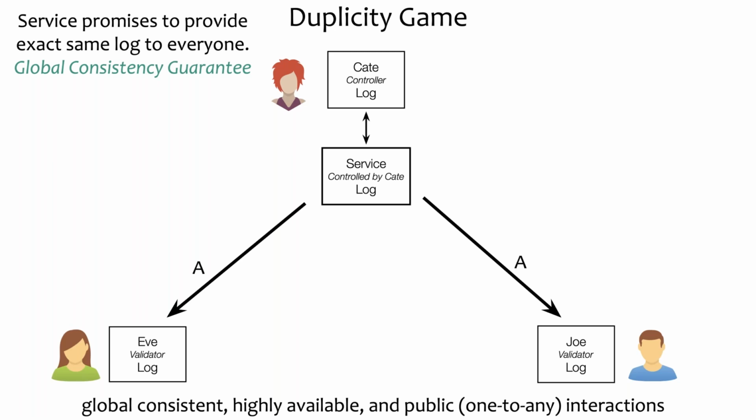That's the global consistency guarantee. So that brings up a different question, and that's where duplicity comes in. So if I break the promise of global consistency, it's provable. And how is it provable?